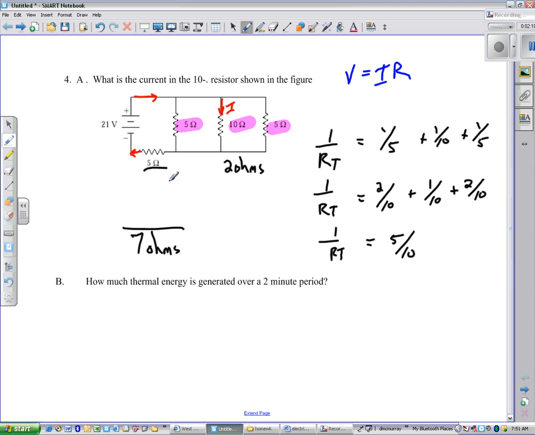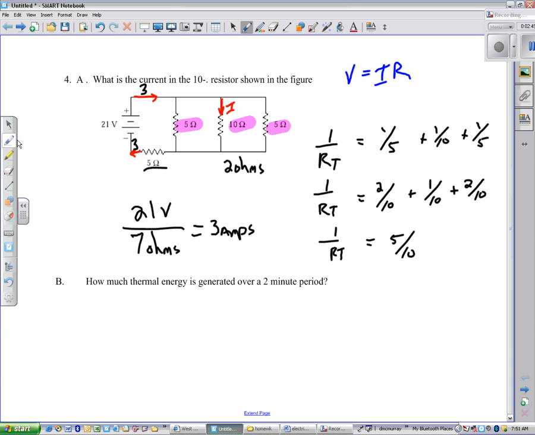And then we divide that into 21 volts, and that gets me 3 amps. Now the 21 volts is the voltage from the battery. The 7 ohms is a question of coming up with the equivalent resistance of the three resistors that are in parallel and adding them to the series, which is the 5. Now this 3 amps, that's not the current in the 10 ohm resistor. That 3 amps is the current that leaves the battery and the current that rejoins the battery.